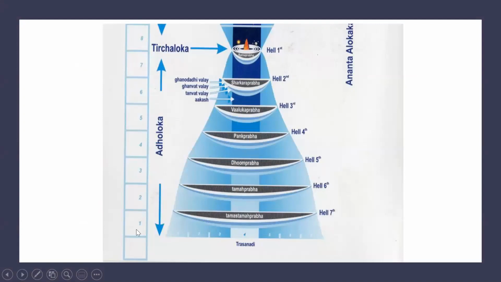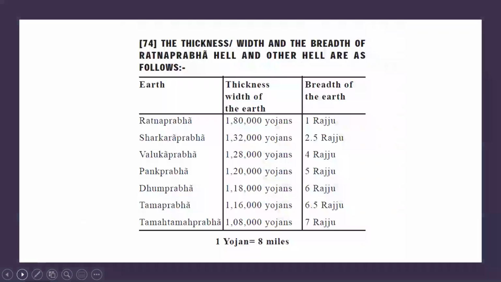So last class we were seeing some of the structures of the 7 Narkavas, and we saw that the thickness of the Narkavas decreases as you go down. So the first Ratnaprabha Narak is the thickest, and the thickness goes on decreasing. But the width of the Narkavas keeps on increasing as you go down. So our Shastra gives the thickness and the width of the 7 Narkavas.